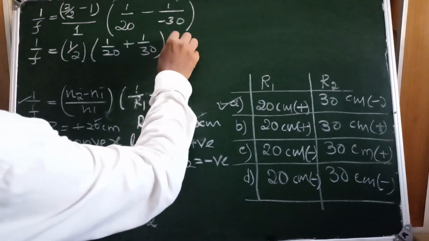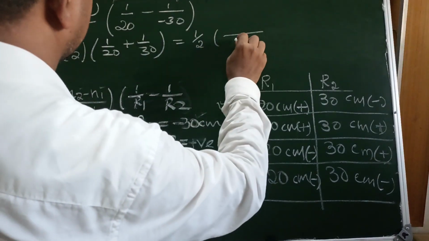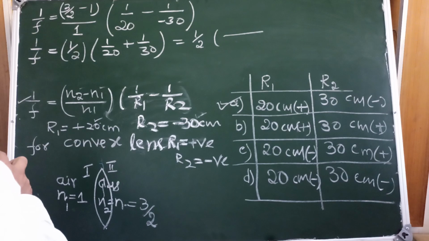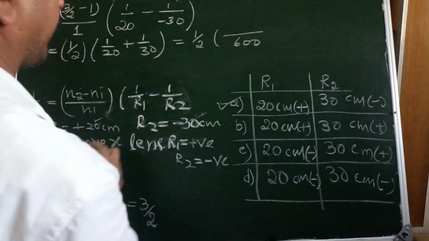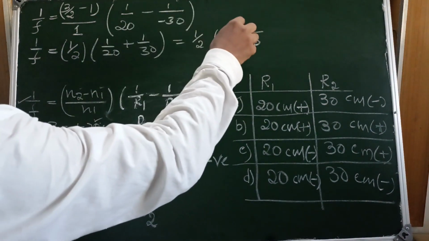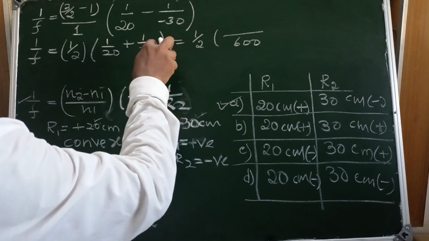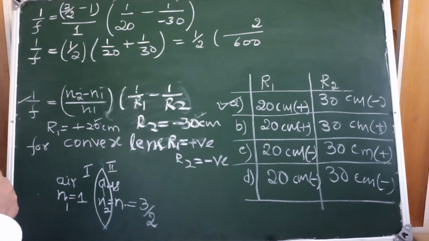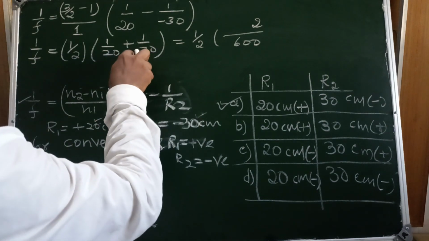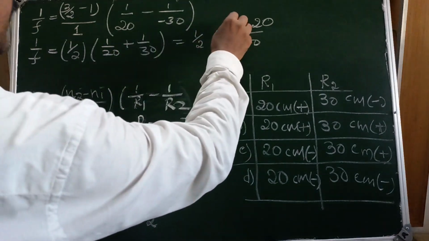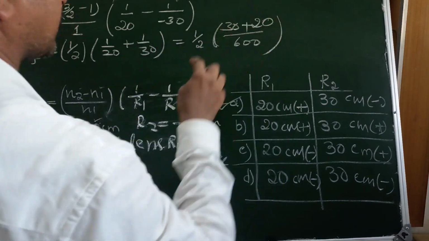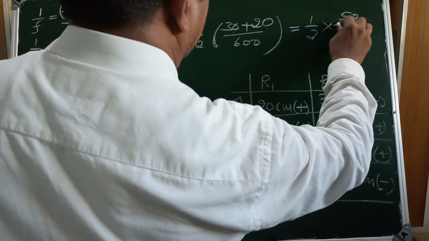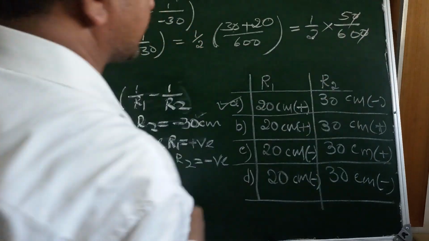So immediately you can simplify: it is half multiplied by, taking the common denominator 20 into 30, which is 600. 2 into 30 is 60 and 3 into 20 is 60, so we are getting 30 plus 20, which means 50 divided by 600. The zeros cancel, so it is 5/60.